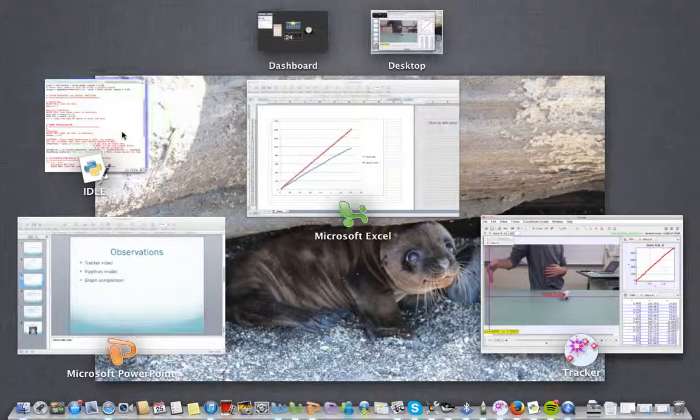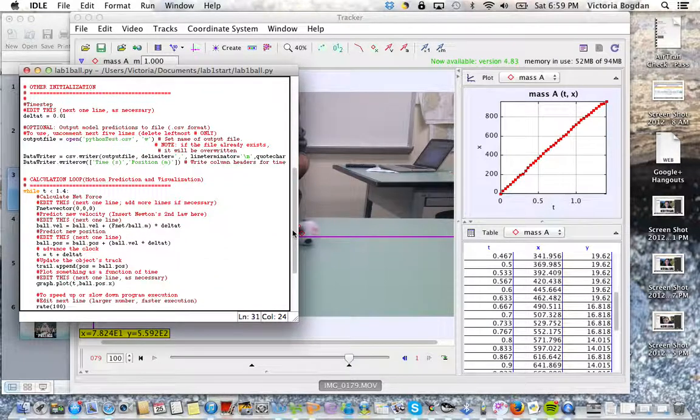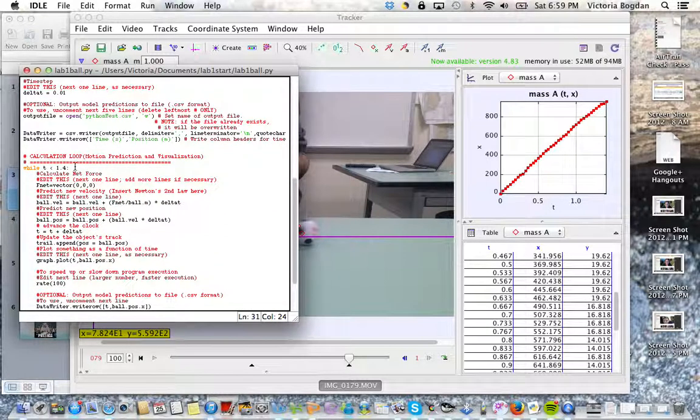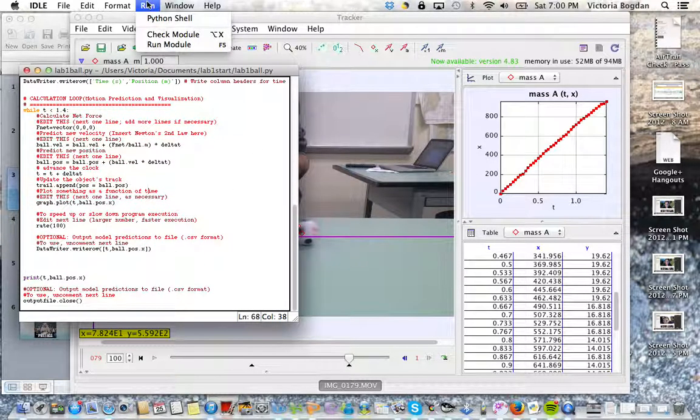And I made a VPython model. So my initial position vector is 0, and my initial velocity is 0.4 meters per second. I determined this from my Tracker data. And I set my time to 1.4 seconds, which is the same as my video. And I used Newton's second law to predict the ball's motion and position. I'm going to run this.